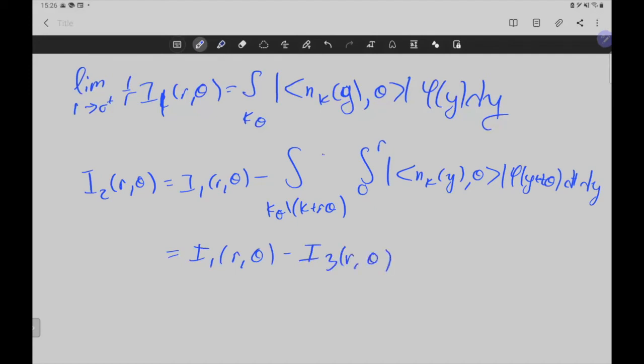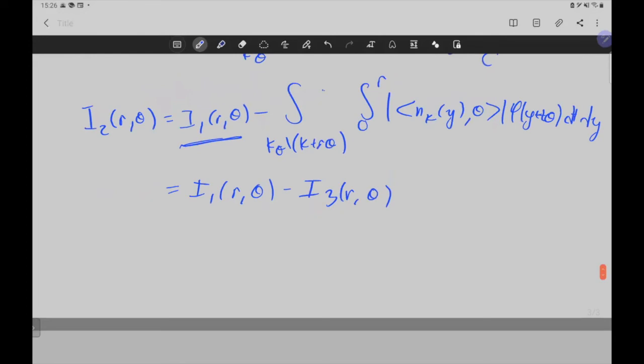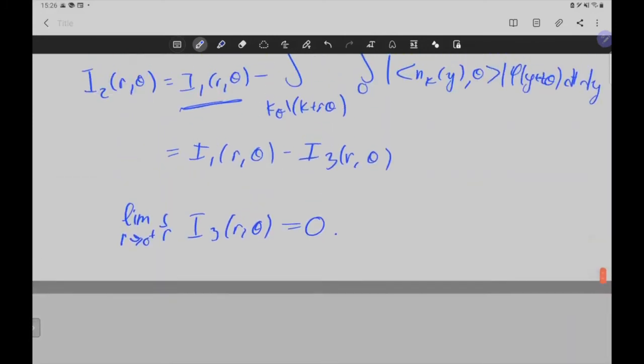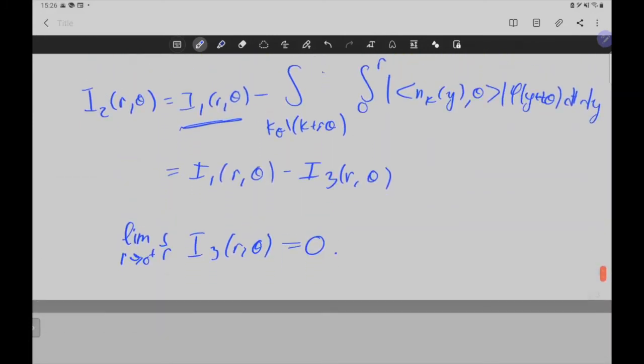So what can we do? I1 we've already handled, we know how to deal with it. What we need to show is that when R goes to zero and I average I3, this is in fact equal to zero. This is the last bit that we have. And then once we do this, we're done. Okay, but how do we do this? You can use the fact, again, that phi is Lipschitz, and the fact that this is always smaller than or equal to one by Cauchy-Schwarz.